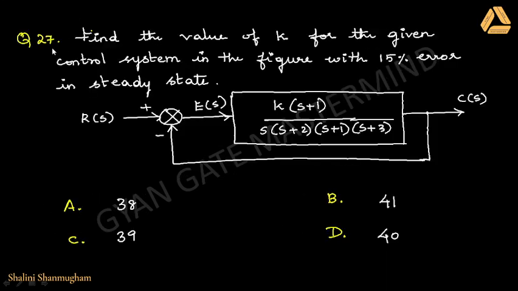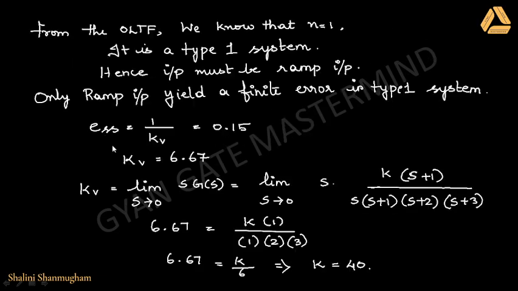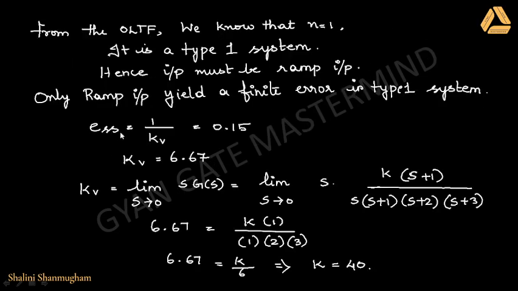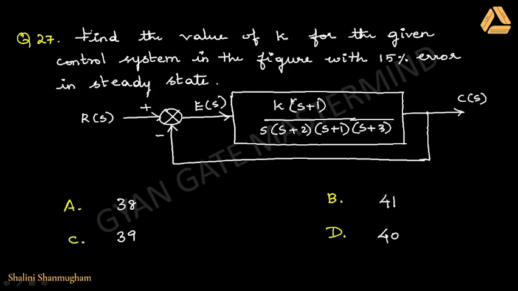So coming to the 27th question, you have to find the value of K for the given control system in the figure with 15% error in steady state. So they have given that the error is 15%. So from that you can calculate the steady state error is given as 0.15, which is nothing but 1 by KB, because here from the open loop transfer function, the power of S is 1, right? So it is a type 1 system.